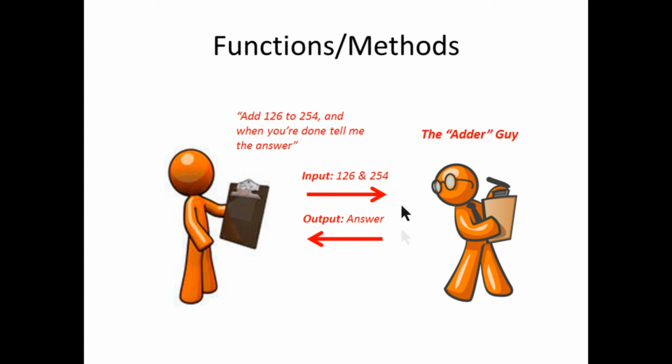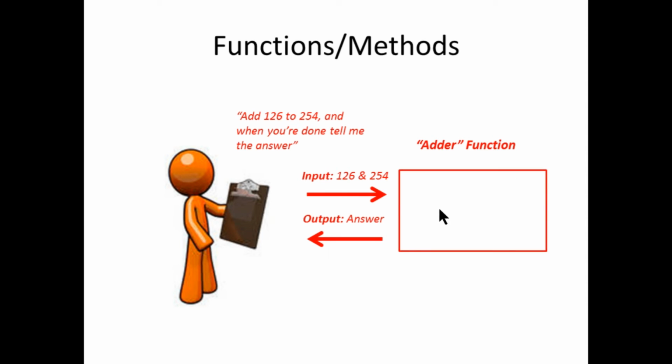So, again, if we get back to this object concept, the input to the object is two numbers. The output is the answer after he's done his addition job. So we can objectify this person, this adder guy, as a simple box that performs a function. It takes inputs and gives outputs. So what I've done here is I've written some very simple C# code to define this function.